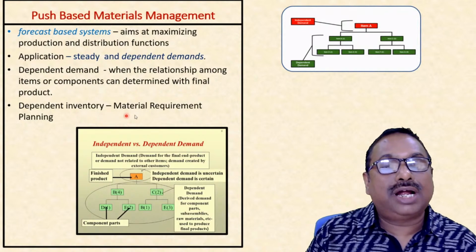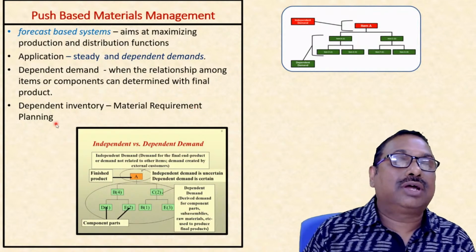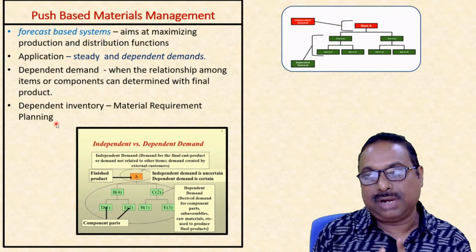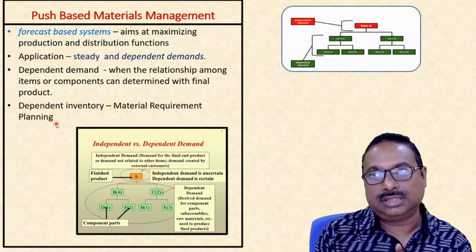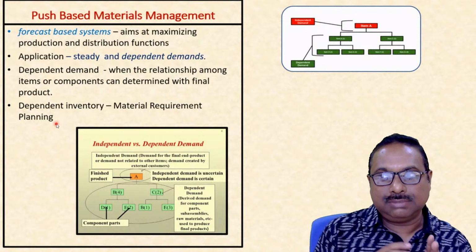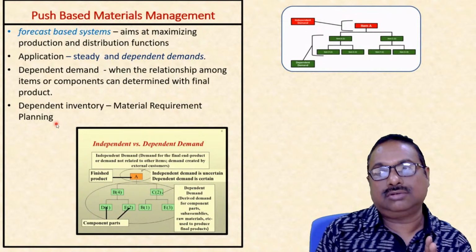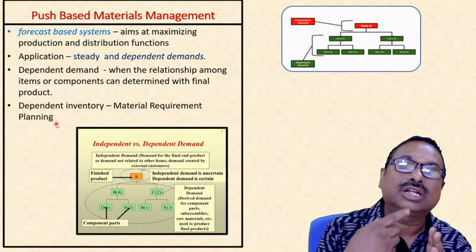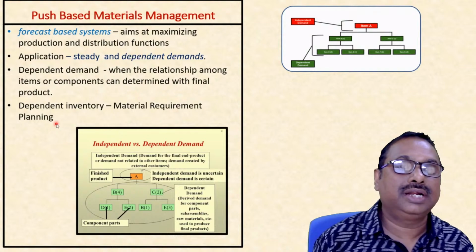So in dependent demand, we require material requirement planning. Demand of a car, demand of the final product, is independent. But demand of auto parts, say demand of axle, demand of tires, depends on the car. So these are all dependent demands.